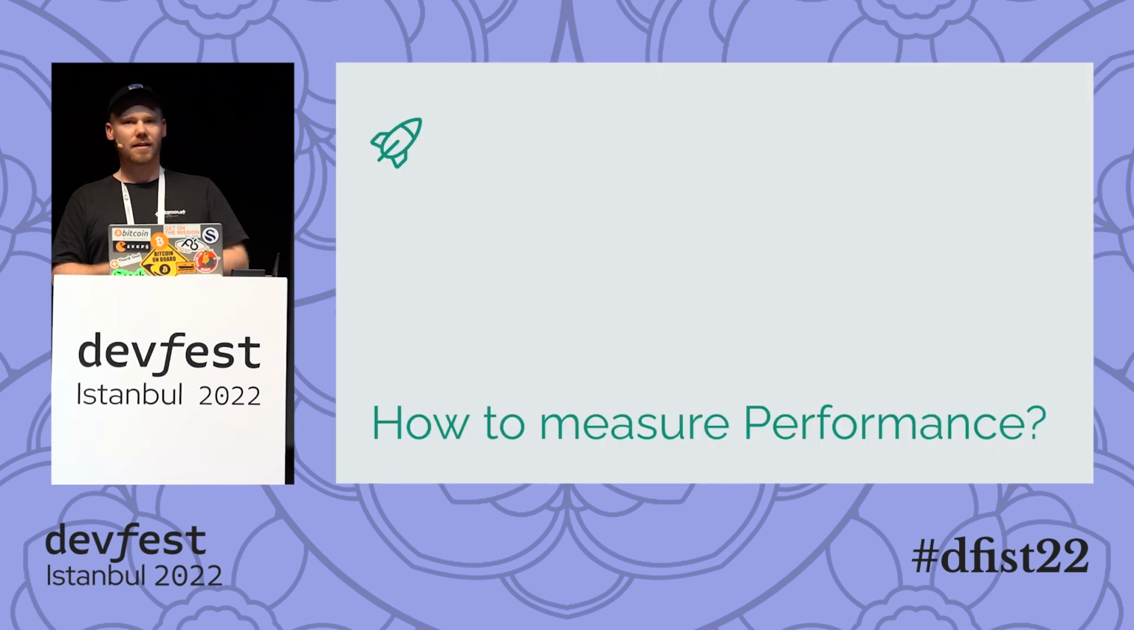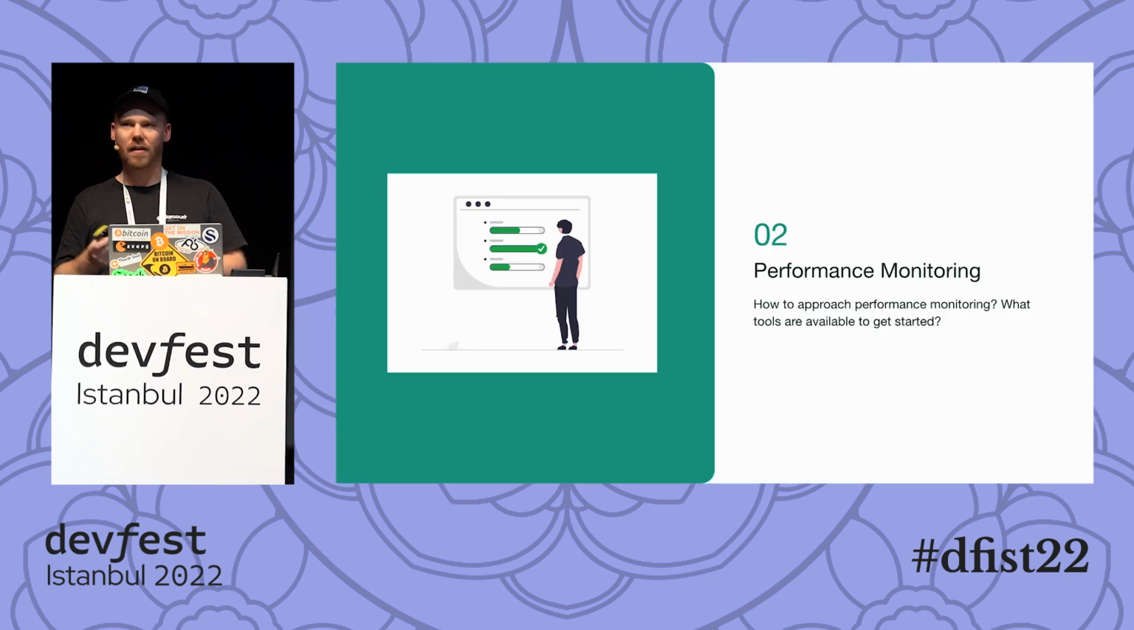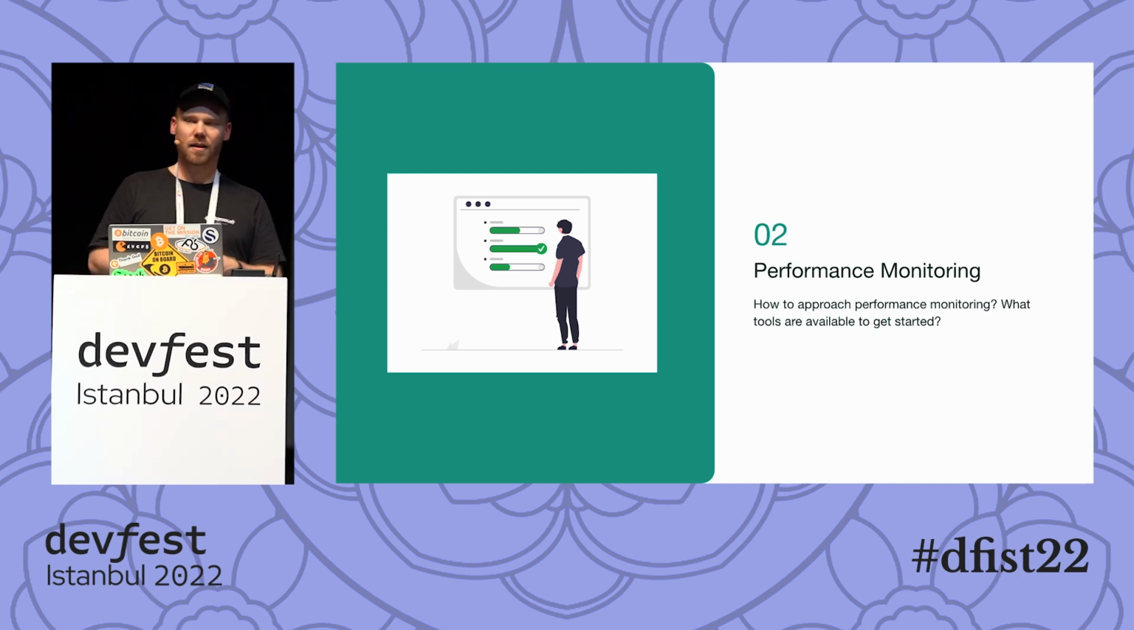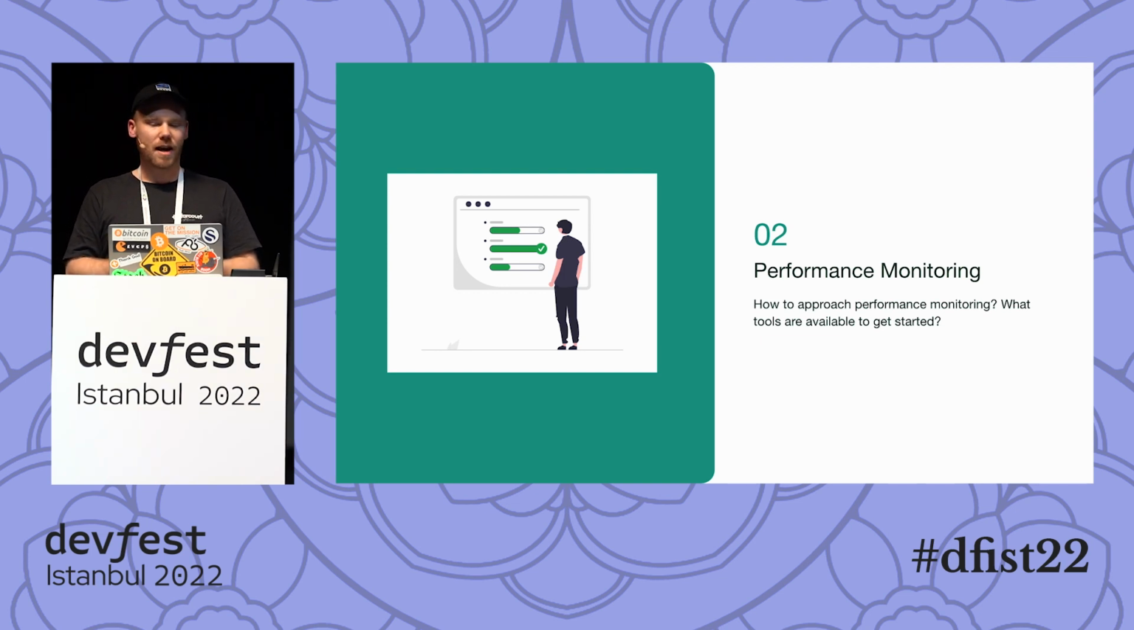The next part is how to measure performance. There's a variety of tools available to assist with performance monitoring. We have native tools that are provided by the operating systems. Then we have some third-party tools, and we have custom in-app monitoring solutions. It's important, as always, to choose the right tool for the right situation.